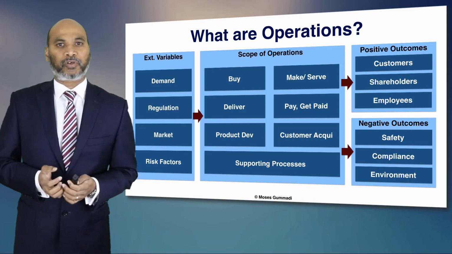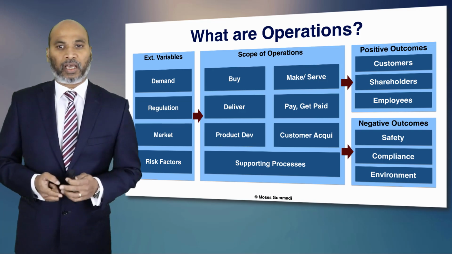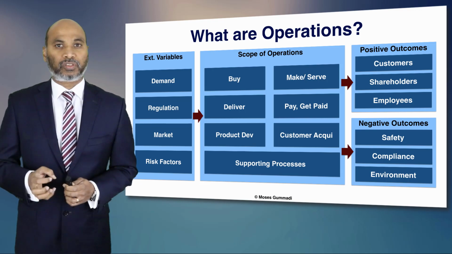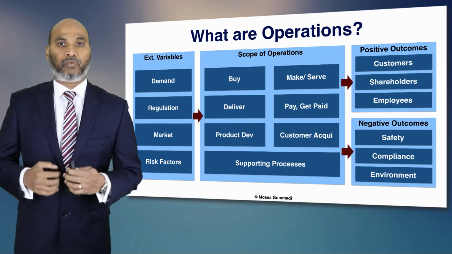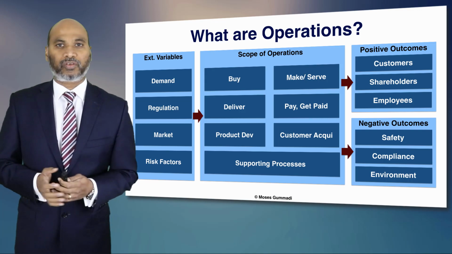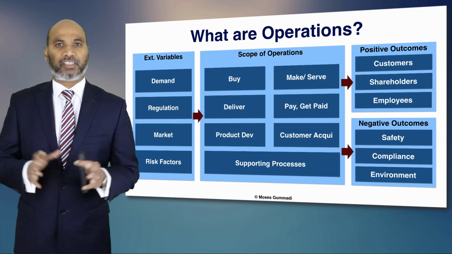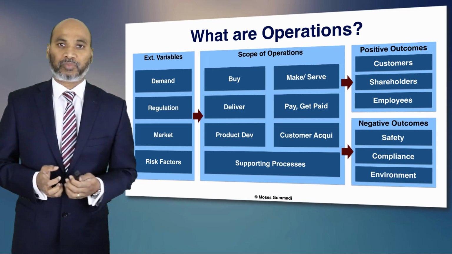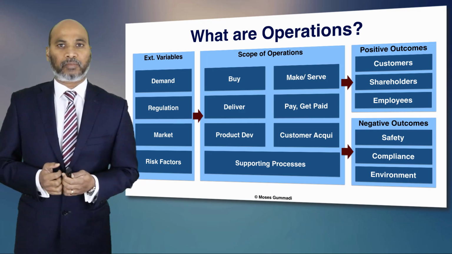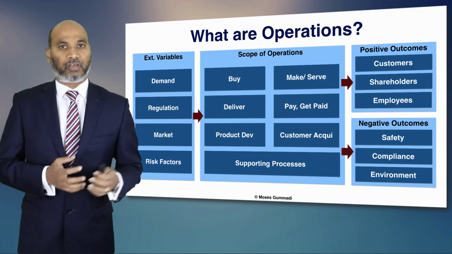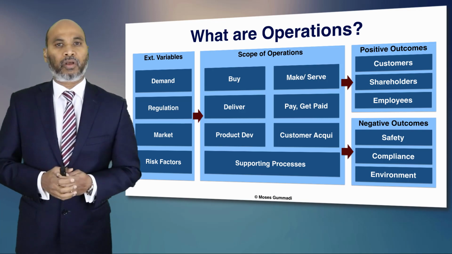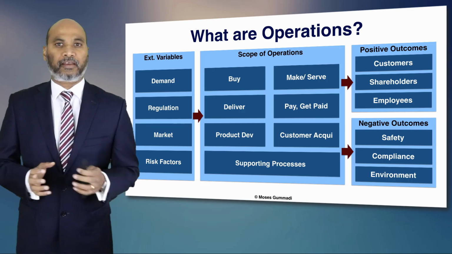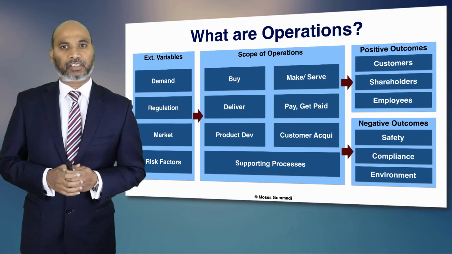Operations can produce negative outcomes sometimes in the areas of safety, compliance and environment, and so those need to be ensured that they won't occur, right? So we don't want those negative outcomes. But this is what operations is. Operations produces positive outcomes, sometimes ends up producing negative outcomes, and is usually subject to external variables, and that constitutes all these different process areas or operational areas as we have outlined here on this slide.